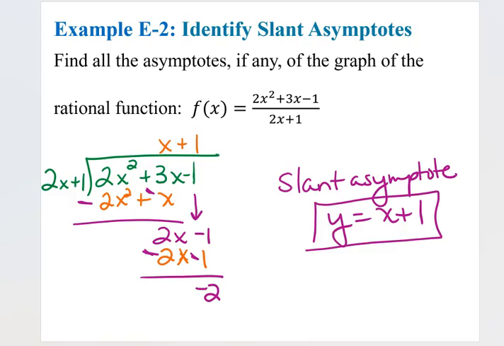So you've now discussed all three ways to find your asymptotes, and that is going to be a great basis to help us graph these functions. So make sure you come back next time when we start talking about graphing these rational functions.